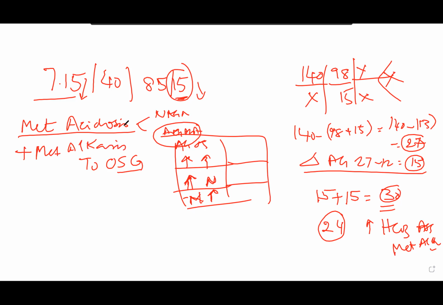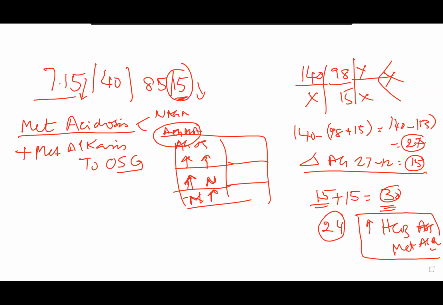How did I get it? I worked out the anion gap and added the delta anion gap to the observed bicarbonate. The given bicarbonate is 15, so the total is 30. Normally we expect this answer to be 24. It is deviating from the expected 24. That means the bicarbonate is somehow pulled up by some other reason, and that other reason is metabolic alkalosis.